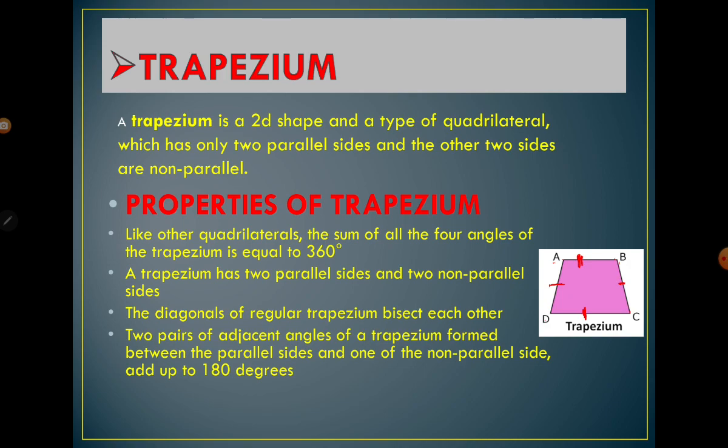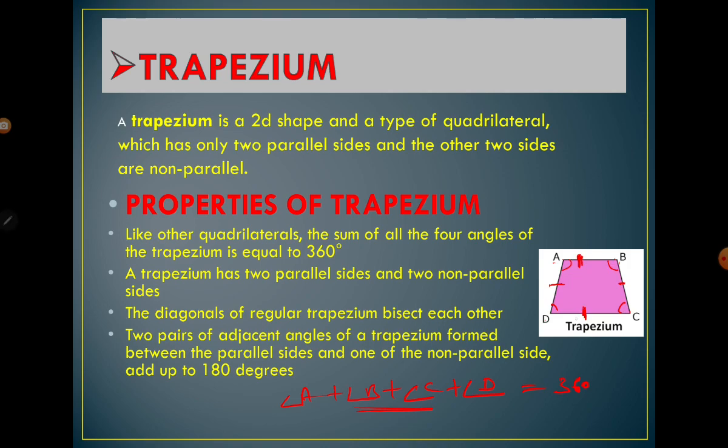So what are the properties of a trapezium? Like other quadrilaterals, the sum of all four angles of the trapezium is equal to 360 degrees. Angle A plus angle B plus angle C plus angle D is equal to 360 degrees. Like we know, the sum of all the interior angles of a quadrilateral is 360 degrees, the angle sum property of the quadrilateral. Same in a trapezium also.